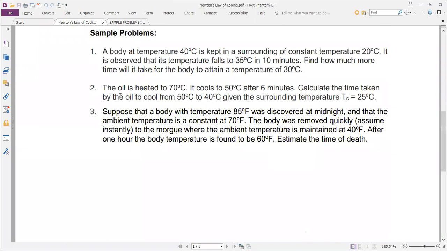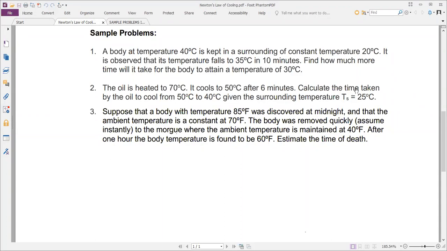Okay, the oil is heated to 70 degrees Celsius. Now, after the heating process of the oil to 70 degrees Celsius, it was cooled down. So it cools to 50 degrees Celsius after 6 minutes, meaning the heating process already stopped on this temperature because the cooling process already commenced. It would be ironic for the temperature to decrease to 50 degrees Celsius if heating did not stop. So it will only cool down if heating already stopped. So after 6 minutes, the temperature of the oil decreased to 50.